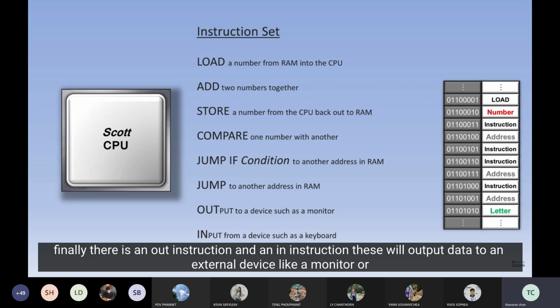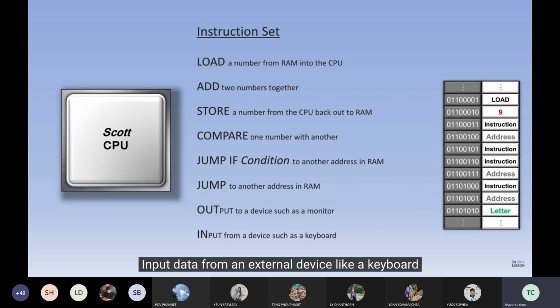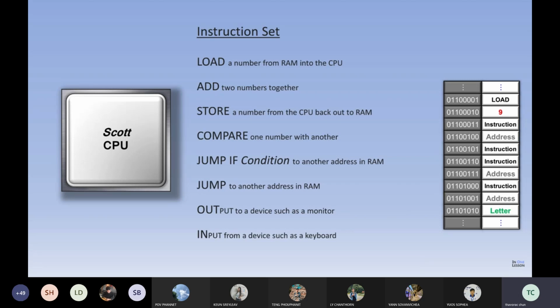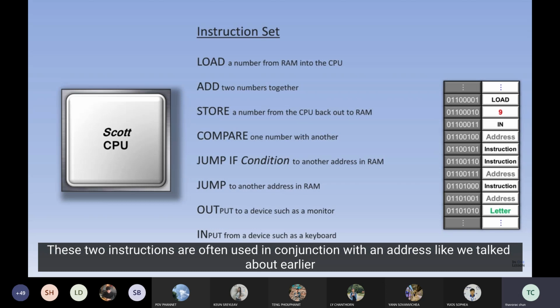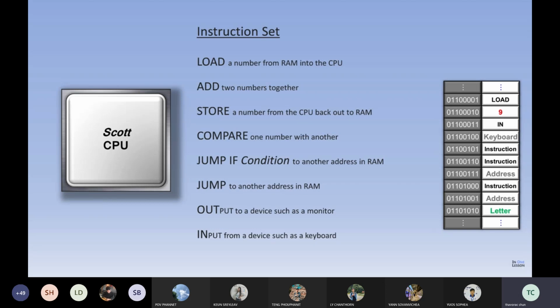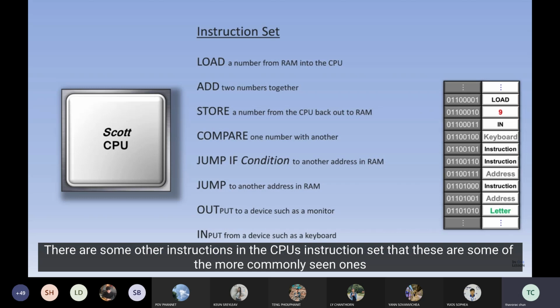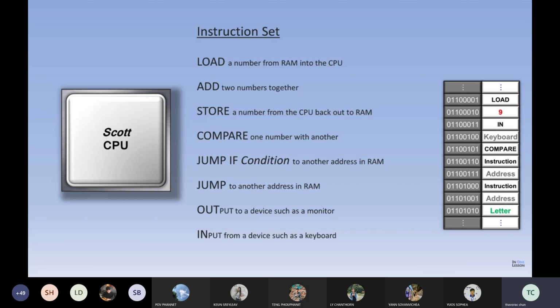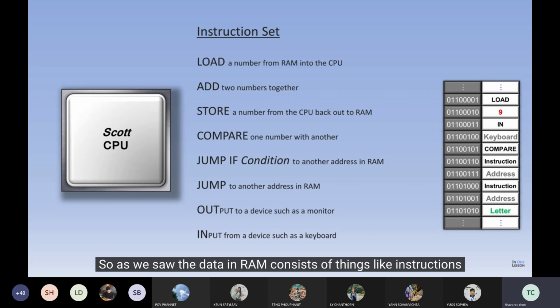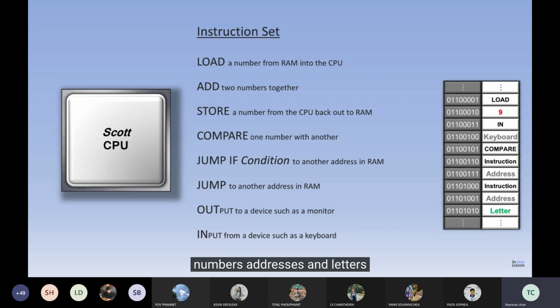So it would load a number like 9 into the CPU. Let's say that the programmer decided that that was the right answer, so he went ahead and put that number into RAM. And then comes an in instruction to retrieve the user's guess. After the in instruction is the address of the keyboard, so we can know where we're getting the data from. Next comes a compare instruction that checks to see if those two numbers, the one saved by the programmer and the one entered by the user, are the same.